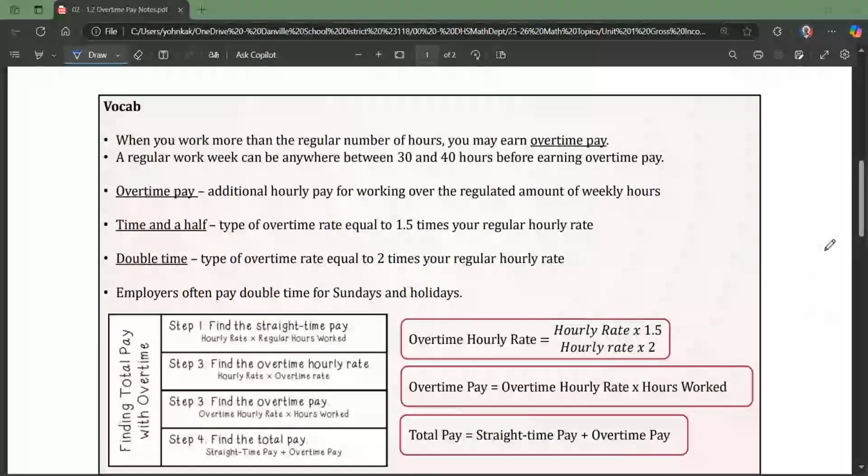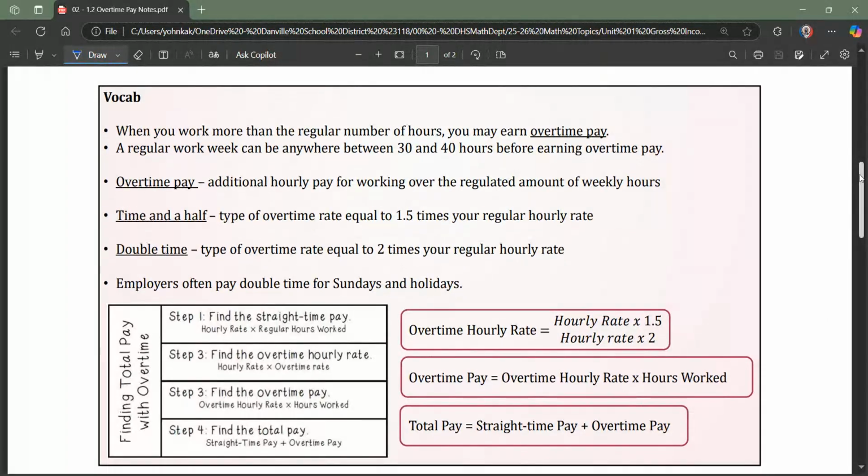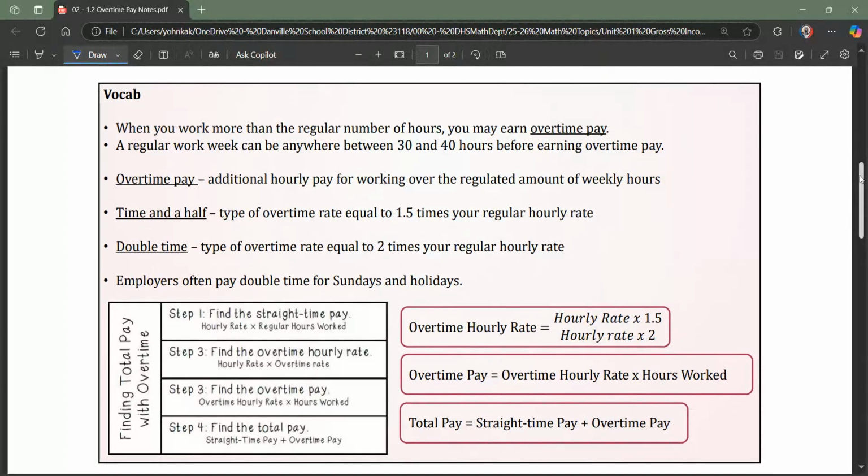All right, let's look at the vocab. When you work more than the regular number of hours, you may earn overtime pay. A regular work week can be anywhere between 30 and 40 hours before earning overtime pay. Most people will work their 40 hours, and then if they work any more than that, they'll get paid more per hour than they usually do. Some places where people work are very strict. They don't want them going over their total amount of hours. So each place is different.